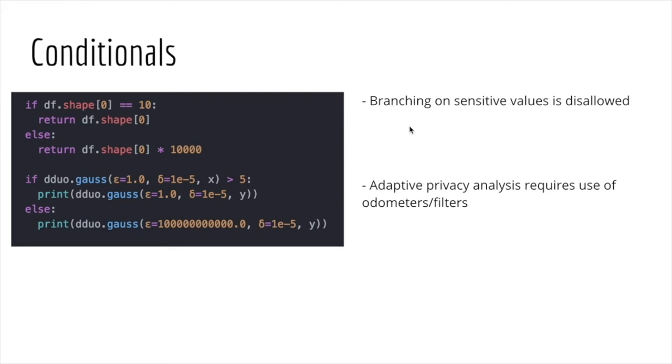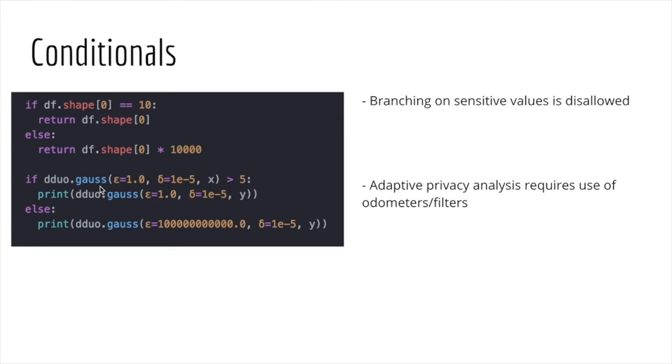Now, DDUO tracks privacy costs dynamically at runtime. Dynamic privacy tracking is challenging because the dynamic analysis has no visibility into code that is not executed. For example, consider the second conditional here. The executed branch of this conditional depends on the result of the first call to DDUO.Gauss.